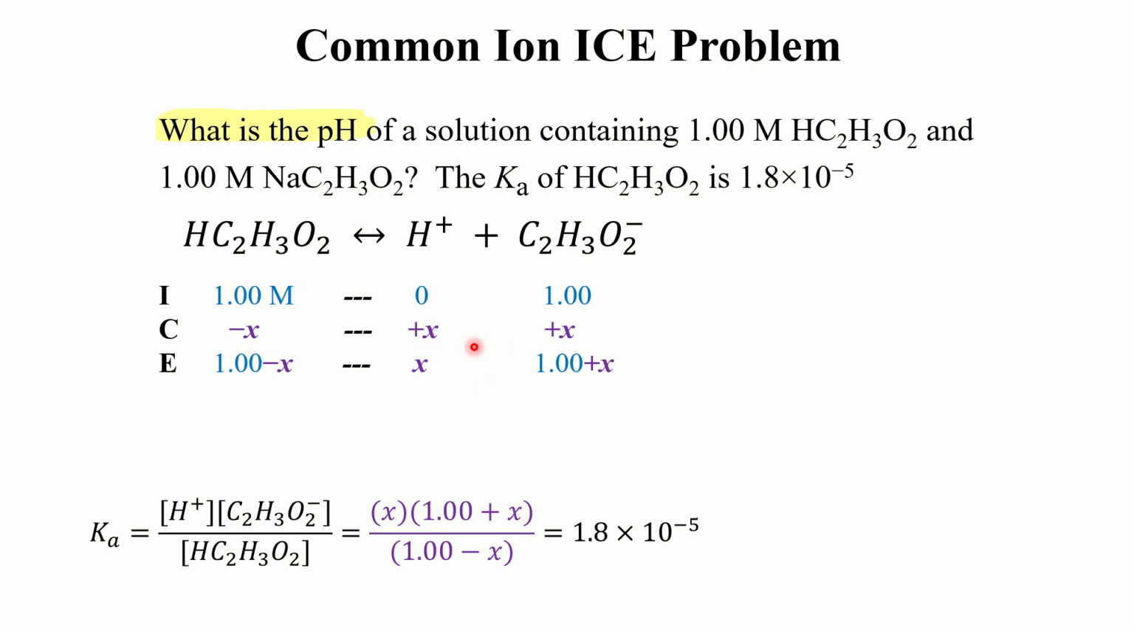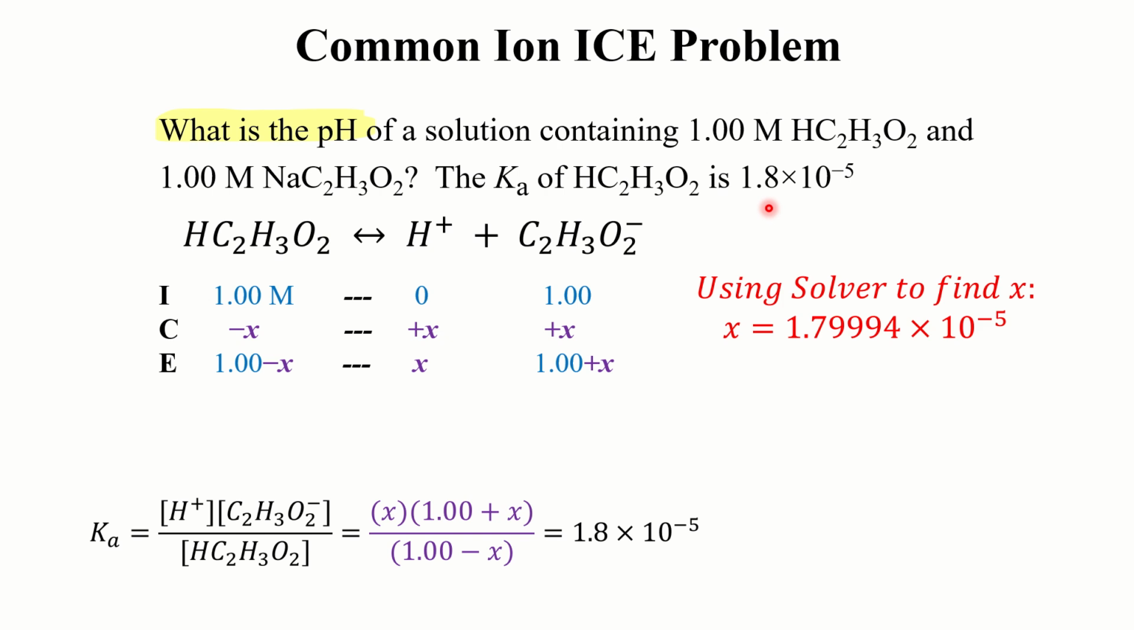Now we can set up our Ka expression. So Ka equals the concentration of H plus times the concentration of C2H3O2 minus, the acetate, divided by the concentration of the acetic acid. Then we can take these equilibrium values and plug them in. So X for H plus, 1 plus X for acetate, and 1 minus X for the acetic acid. This is all equal to the value of Ka, which was given in the problem, as 1.8 times 10 to the negative fifth. I'm skipping some algebra steps here to save time.